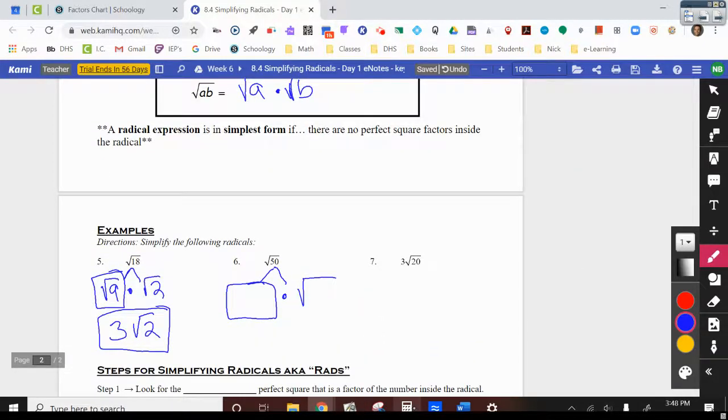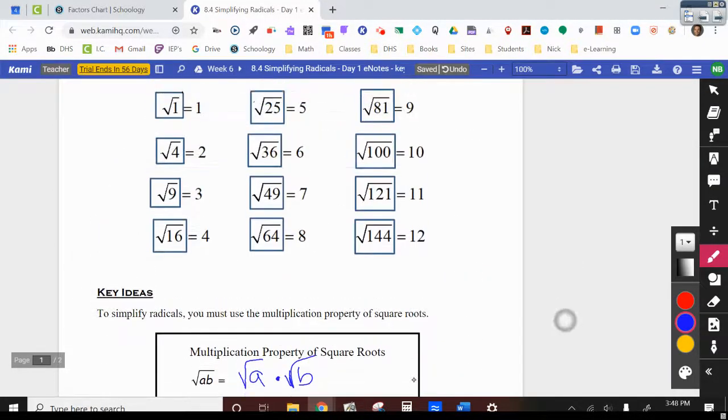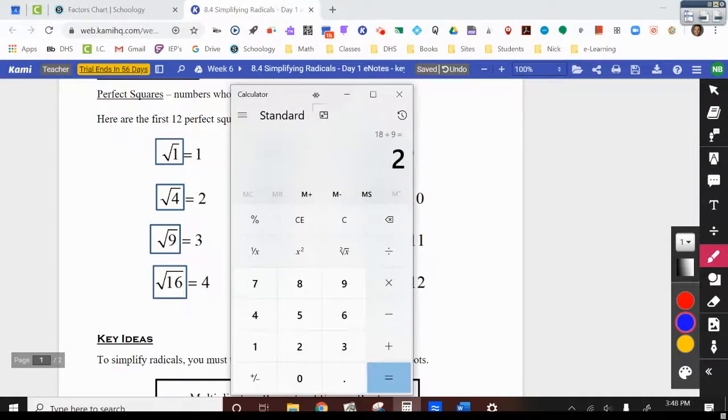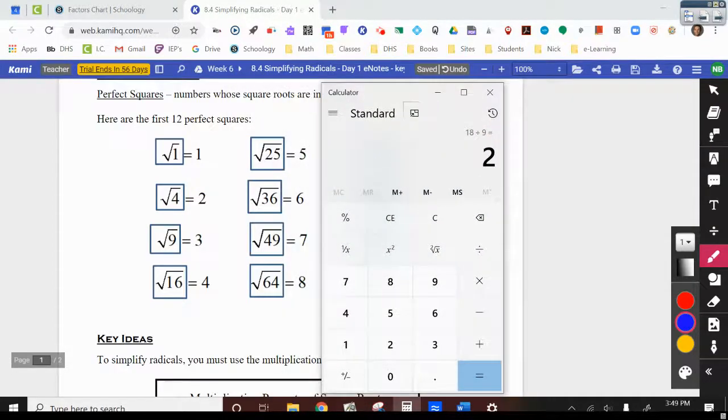Again, I have that number 50, so I've got to figure out what number is going to go into 50. And I want to find the biggest perfect square that can go into 50. So you can type 50 into your calculator, and let's see, I know 64 doesn't go in.